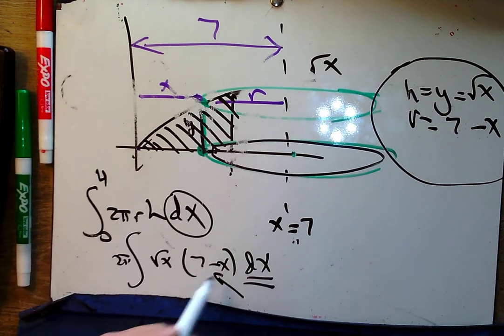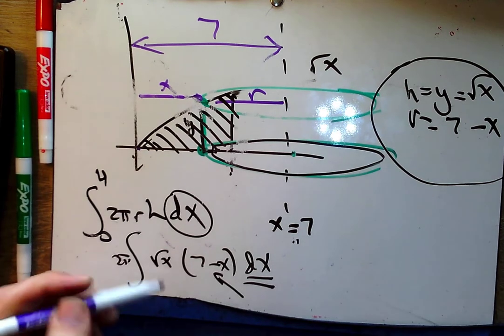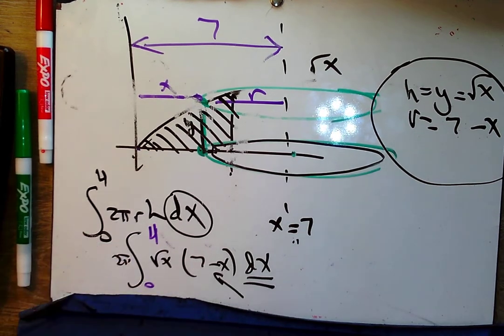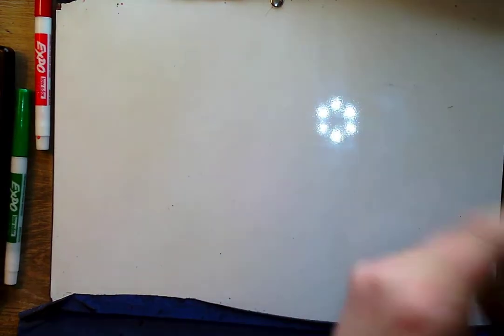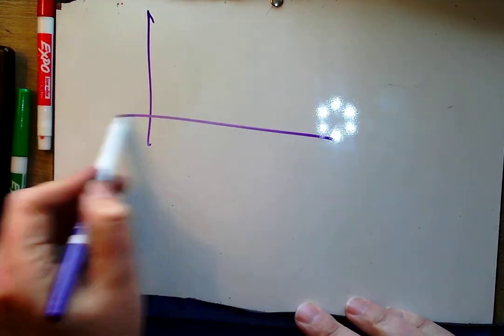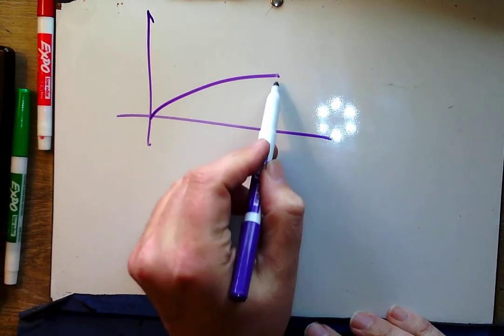I agree, that axis of rotation is at 7. Doesn't matter. We're going to integrate from 0 to 4. So please be mindful of that. Okay, we're only integrating that bounded region, that footprint. We're not doing everything except that bounded region or footprint.